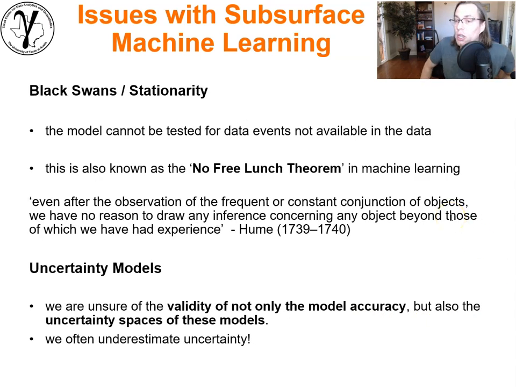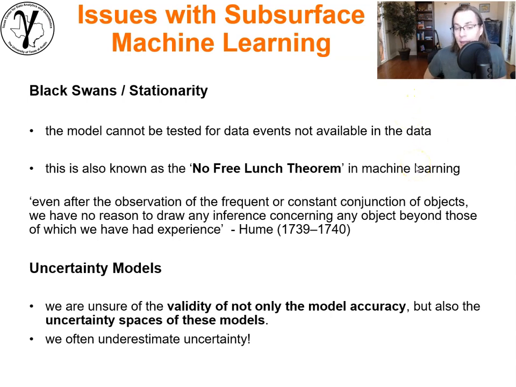Black swans and stationarity. In spatial data analytics, we talk a lot about stationarity. That's essential for sampling and forming predictive models statistically in space and time. The model cannot be tested for data events not available in the data set. The black swan argument: spend your whole life studying white swans, understand everything about them, and then one day you see a black swan. You could not have predicted a black swan if you only observe white swans. This is also known as the no free lunch theorem in machine learning.